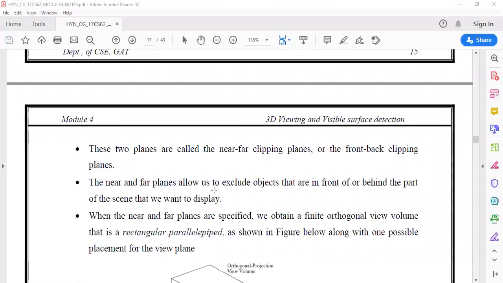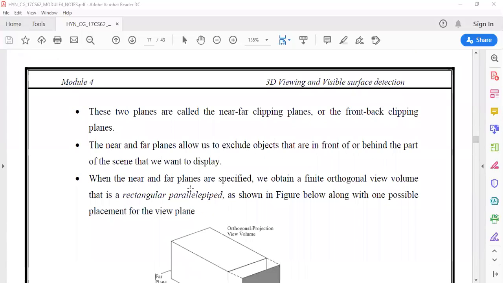The near and the far planes allow us to exclude objects that are in front of or behind the part of the scene. Near and far mean they will not allow us to see the objects in the front or behind the scene. If I take the near plane, I cannot see the view of the object which is far. If I take the far plane, I cannot see the object which is in the front.